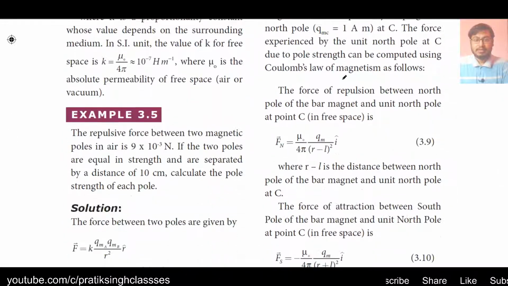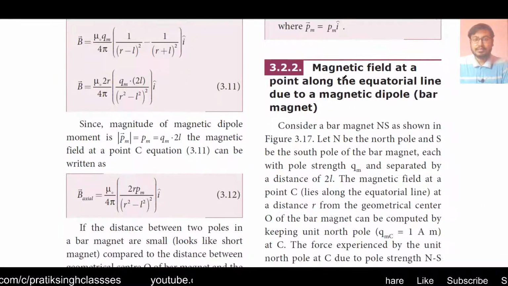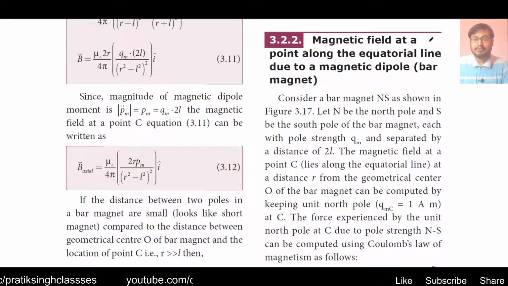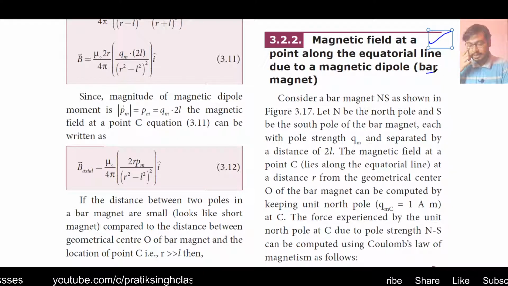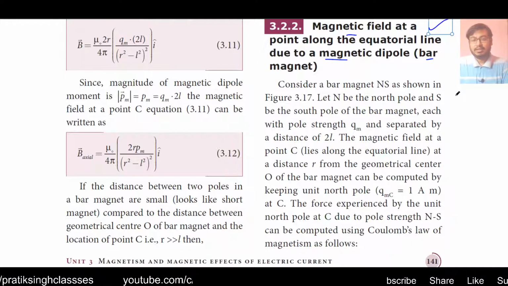So we will start today from the next topic, section 3.2.2, which is the magnetic field at a point along the equatorial line due to a magnetic dipole or bar magnet. It is the same as the electric field at a point along the equatorial line due to an electric dipole, which we already have seen. The diagram here will be the same.